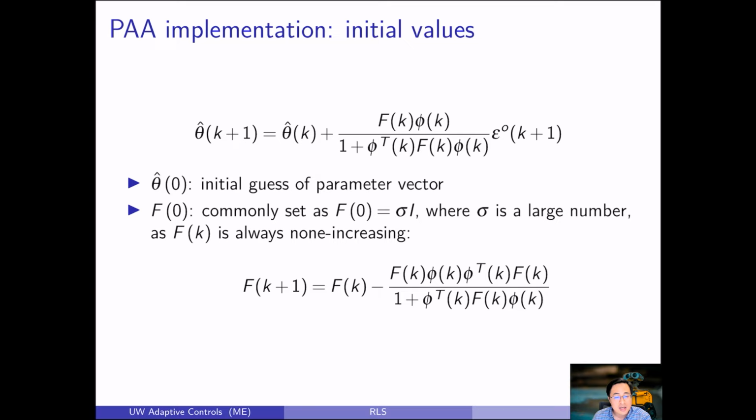The initial guess of the parameter vector theta hat zero can be made by extracting as much as possible from the physics of the process. If no information is known, the initial guess of the parameter vector can be started at the origin for recursive least squares. The adaptation gain, on the other hand, needs to be initialized at a very large number. This is because the adaptation gain is always decreasing based on the recursive formulas.